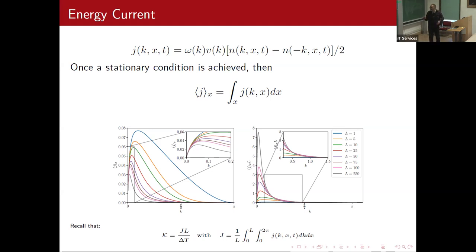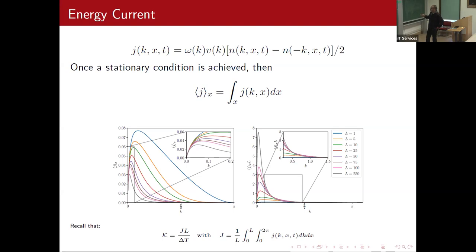If you remember, if J is independent of wave number, then kappa. Now I changed the notation just a bit: conductivity scales like L. However, in the high frequency, high wave number part, if you now multiply Jx by L, then all the high frequency part just collapses.